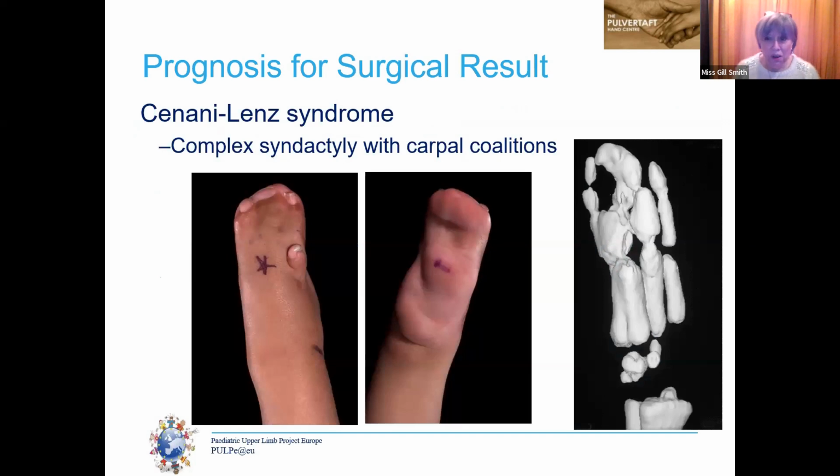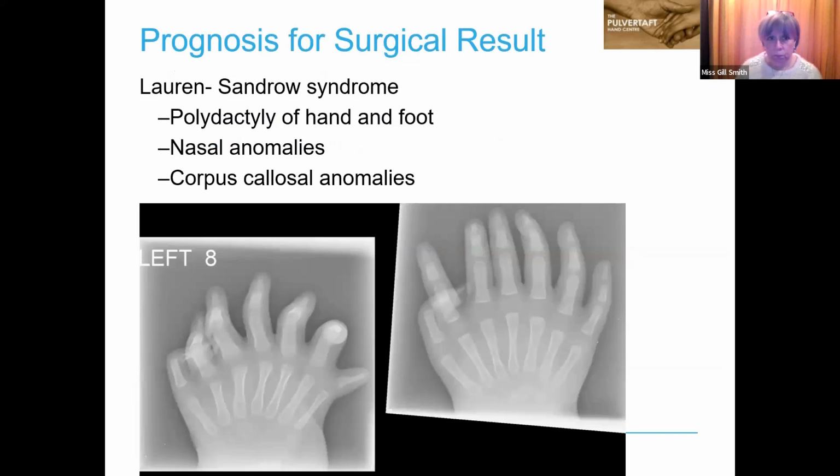And then there's some patients where really you're not going to win. Cenani-Lenz syndrome, I've only seen a couple of patients of it. It's a pretty rare disorder. But you have multiple carpal and tarsal coalitions. It's really difficult to get anything that works. And when you do get anything that works, it's a pretty crude sort of grip that you get with them usually. And I can't say I've seen any really brilliant results. There's some sort of not too bad considering results, but that's the best you're going to get. If your anatomy starts like this, you know, we're not God, we can't make a miracle.